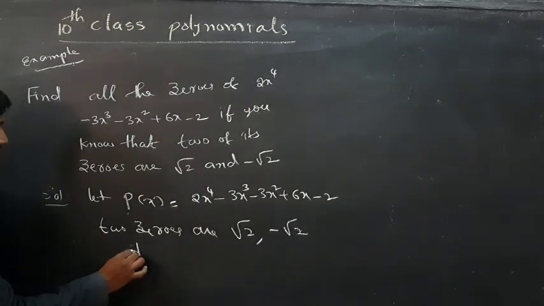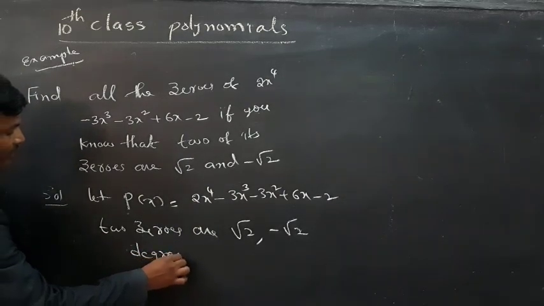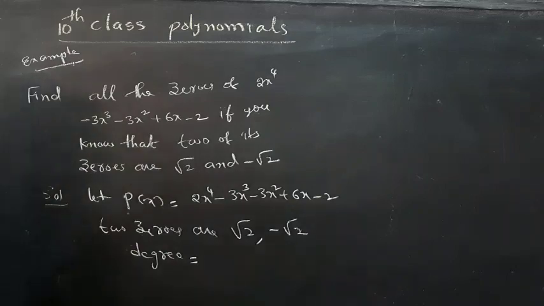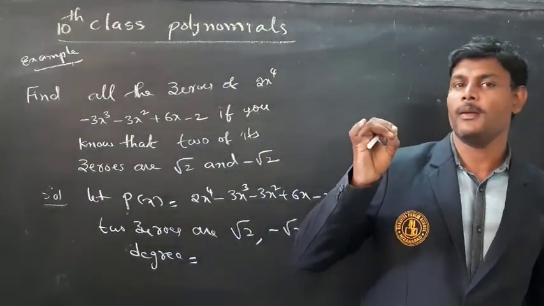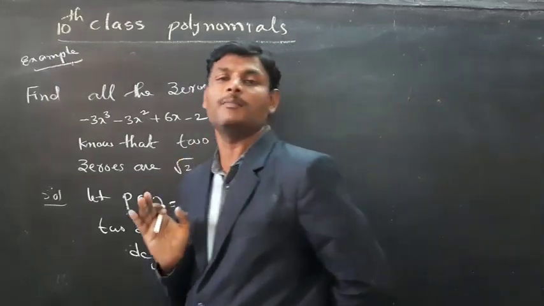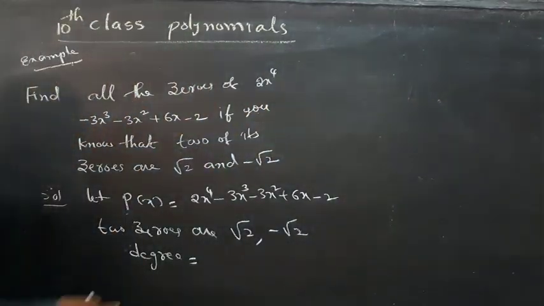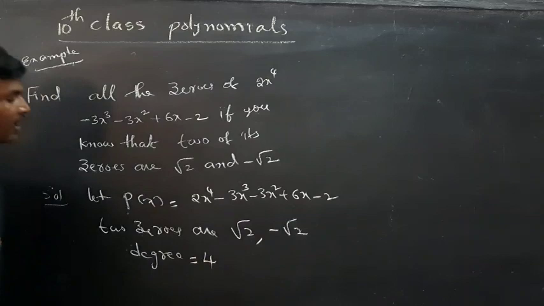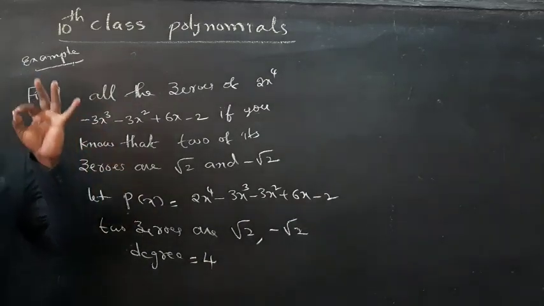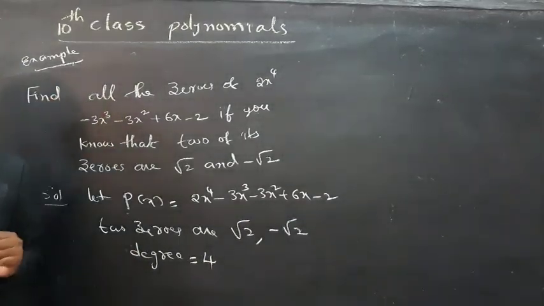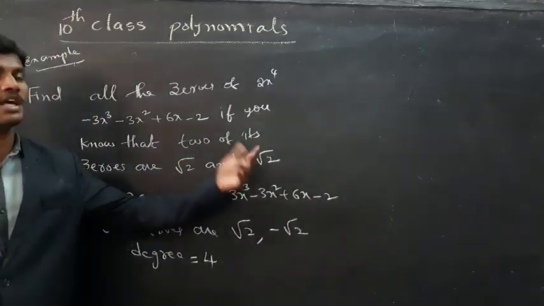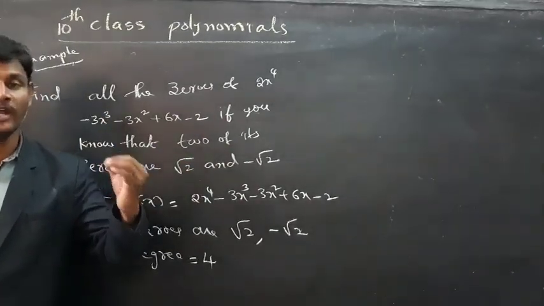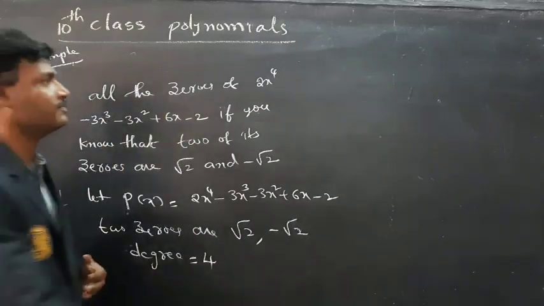First of all, what is the degree of the given polynomial? Already we know the definition of degree. The highest power of the variable is called the degree of the polynomial. Here what is the highest power? 4. So the degree of the given polynomial is 4. It means it contains 4 zeros. Already in the question 2 zeros are given. So you have to find the remaining 2 zeros.